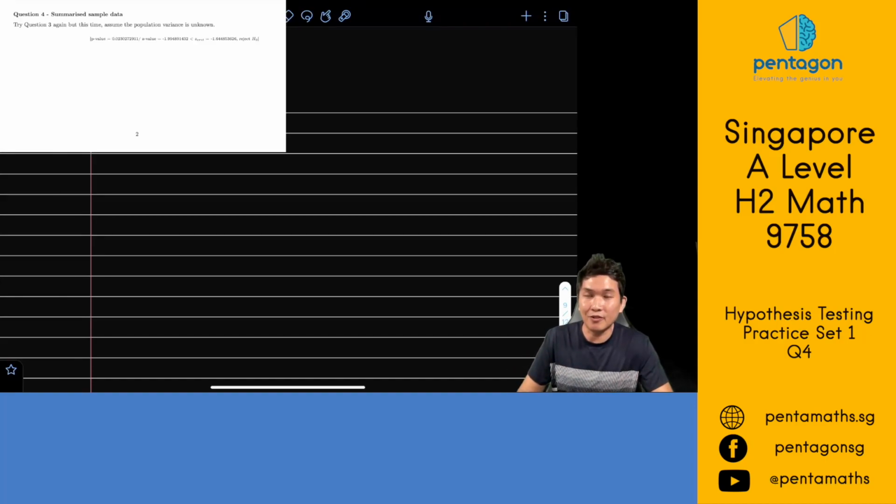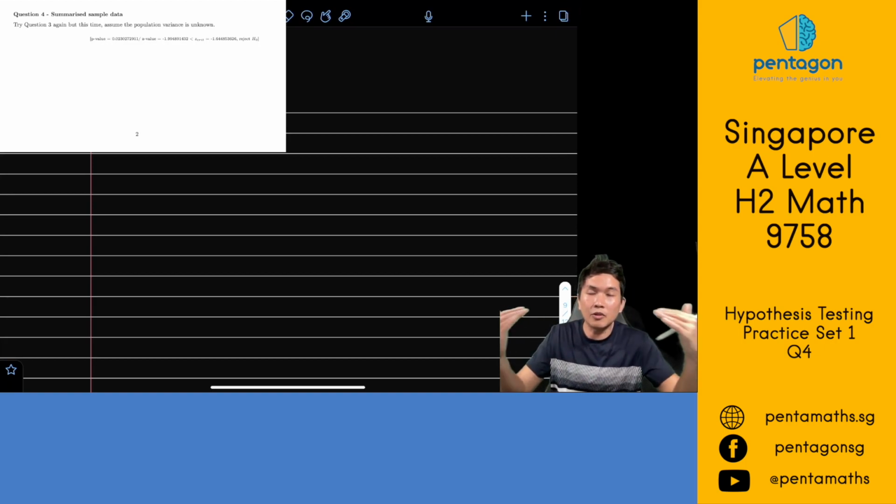Welcome back to question 4, and I think this is a very interesting question which we can learn a lot from, because we're going to do question 3 again, but we're going to pretend we do not know the population variance. I'm going to do a side-by-side comparison. I'm going to leave the left side for the working for question 3, and I'm going to use the right side to show you the working for question 4 from step 0 all the way to step 4.